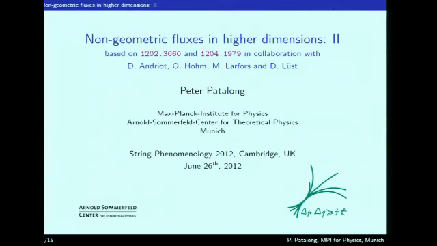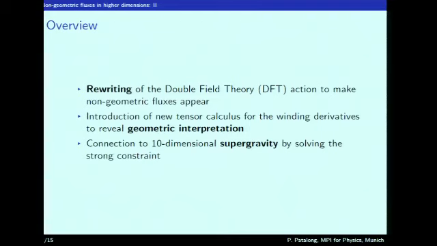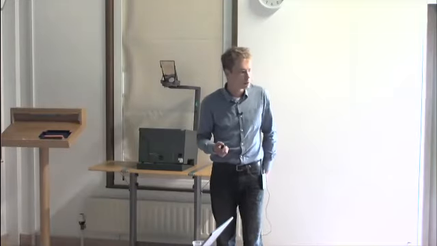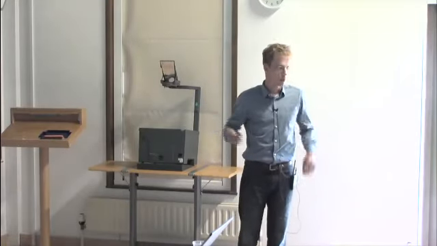So this talk is a continuation of David's talk, and I will say something about how to lift these non-geometric fluxes to a double field theory setting, because this sheds some light on how they can be interpreted geometrically. I want to rewrite a very particular double field theory action, which is particularly convenient for our purposes. And I want to show how this can be reformulated in a way that we have a kind of geometric interpretation of these non-geometric fluxes, at least in the double field theory setup.